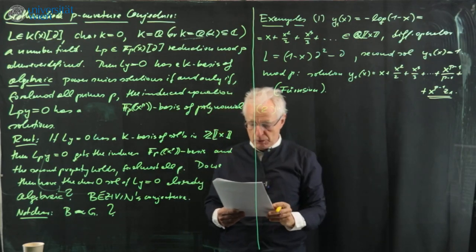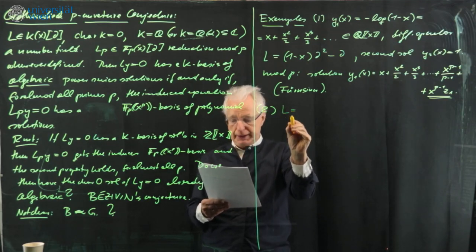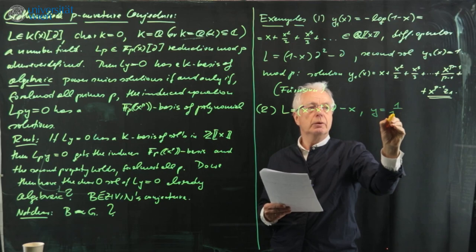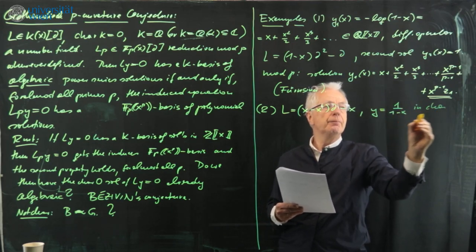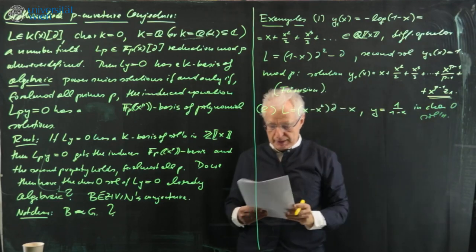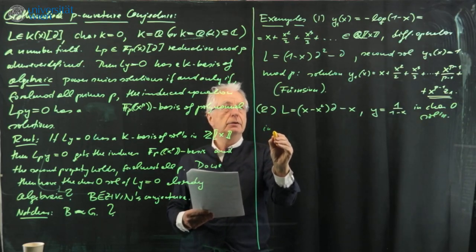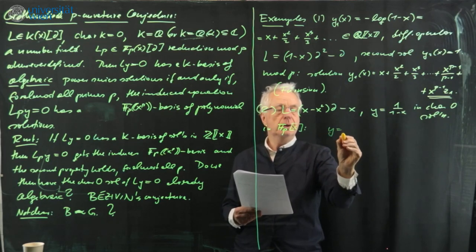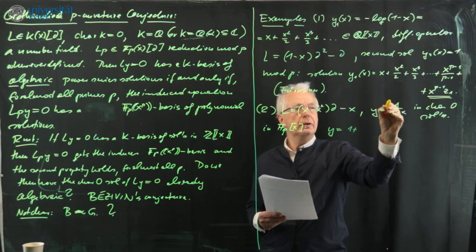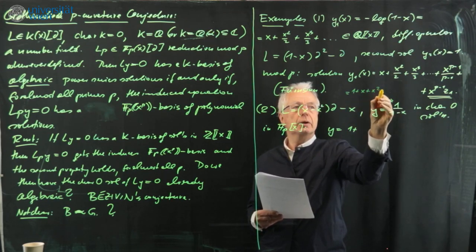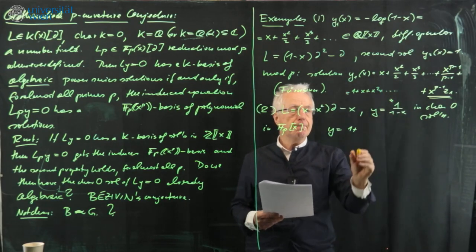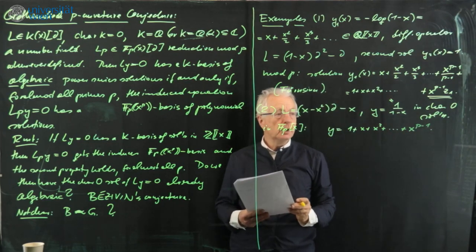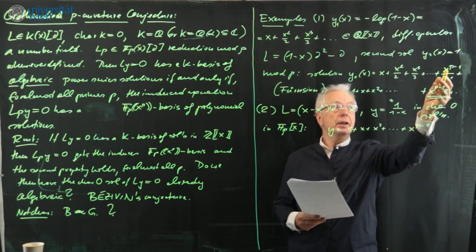This was example number one. Example number two. All these are quite funny. We take L equals (x minus x squared)∂ minus x. y equals 1 minus x in characteristic 0 is a solution. And in F_p[[x]], we get y equals 1 plus, so of course this here is just 1 plus x squared, and so on, the geometric series. But in characteristic p, we get a polynomial, namely x^(p-1). So you might expect you always stop at degree p.